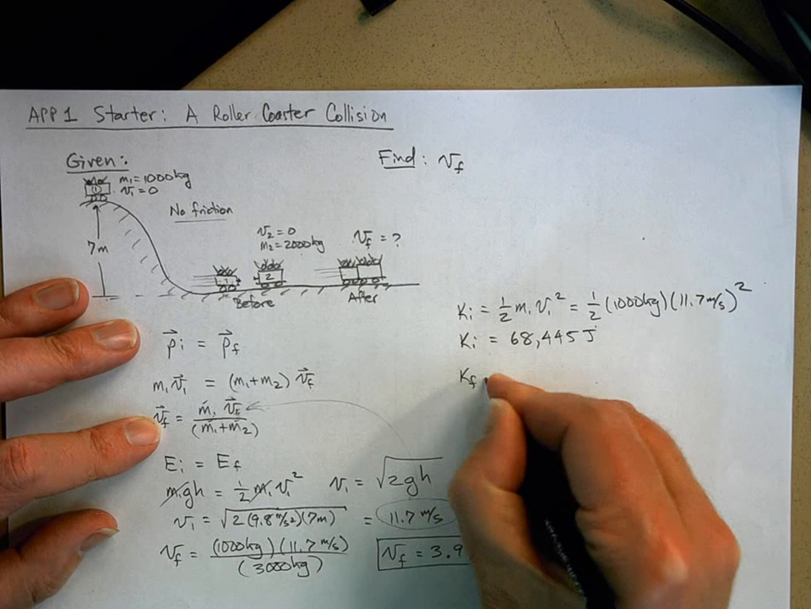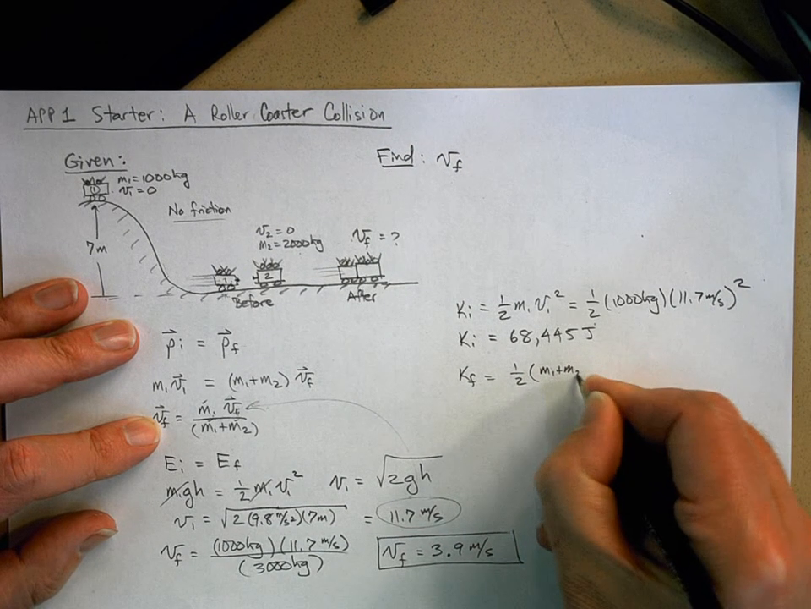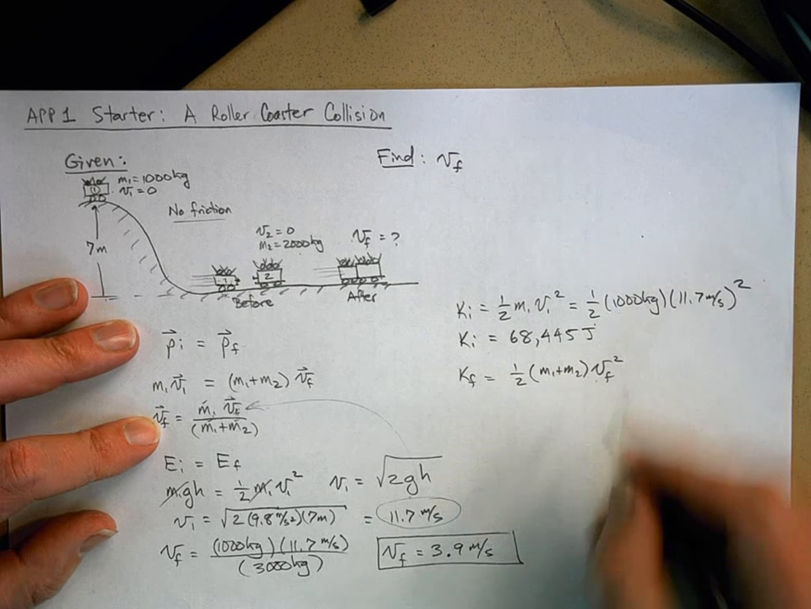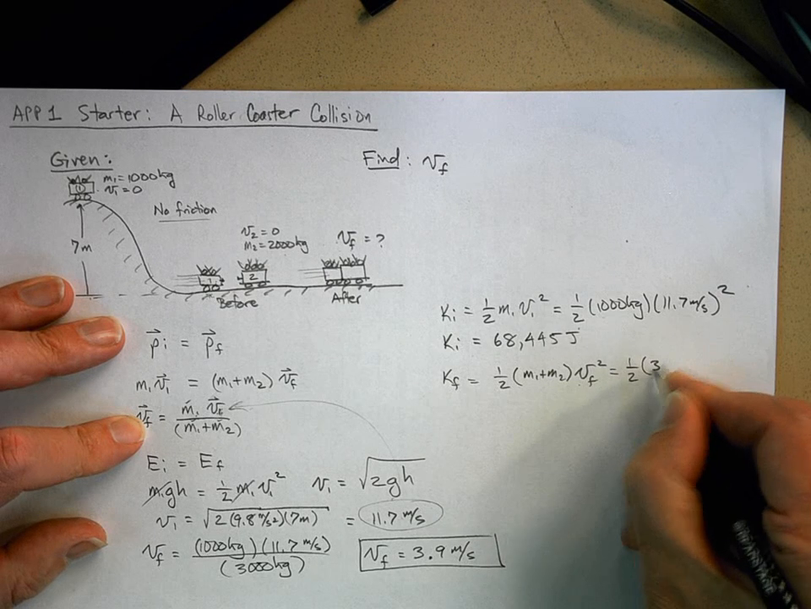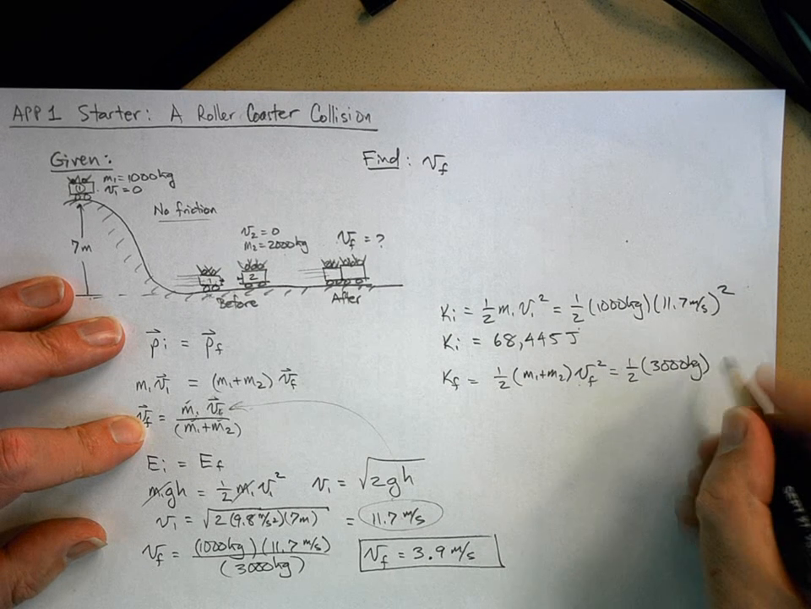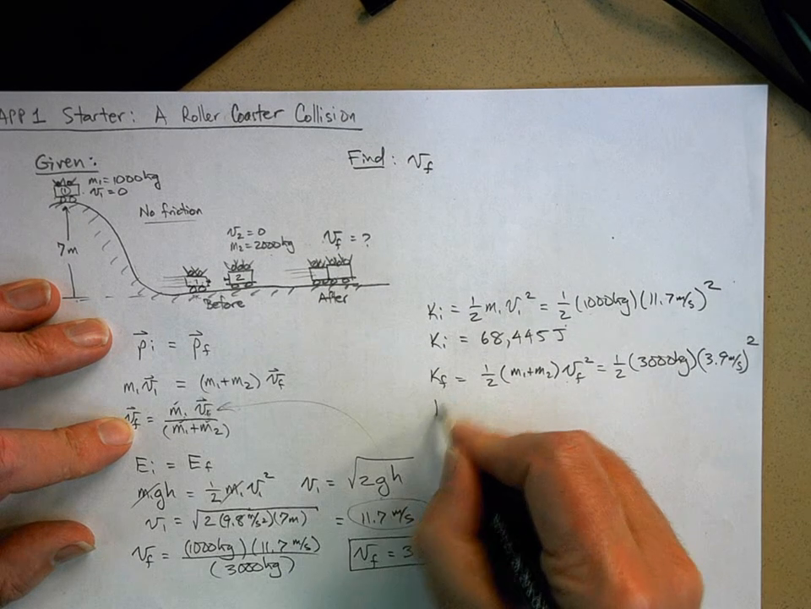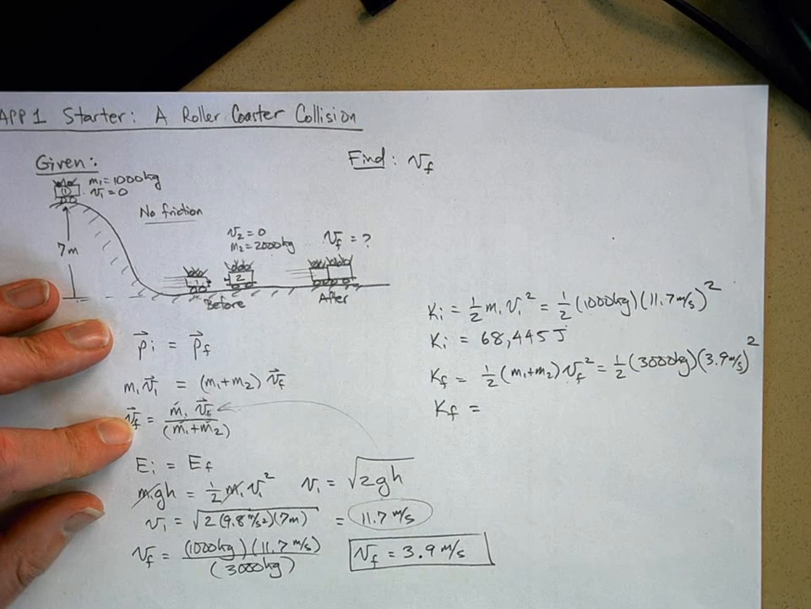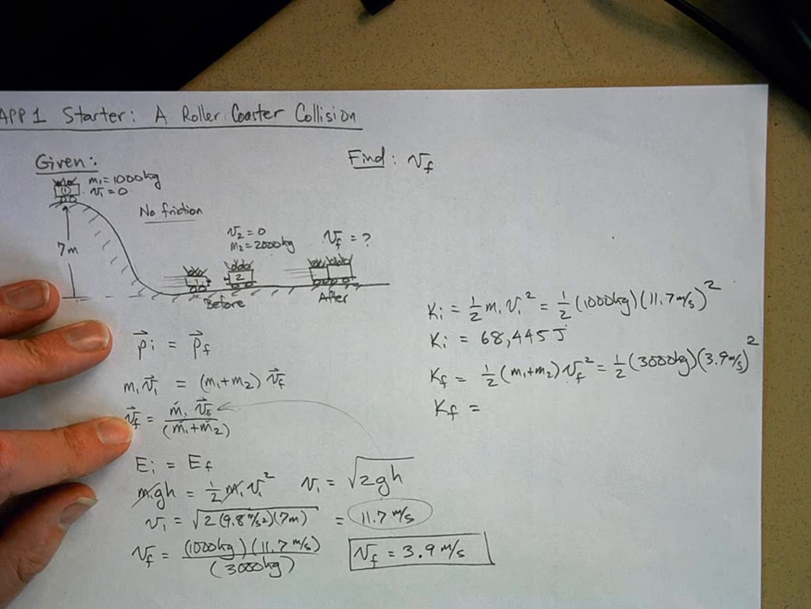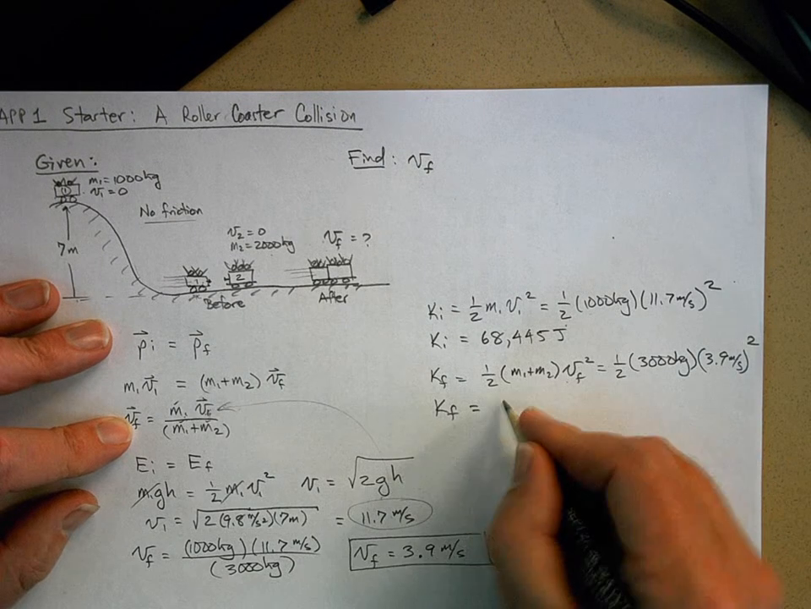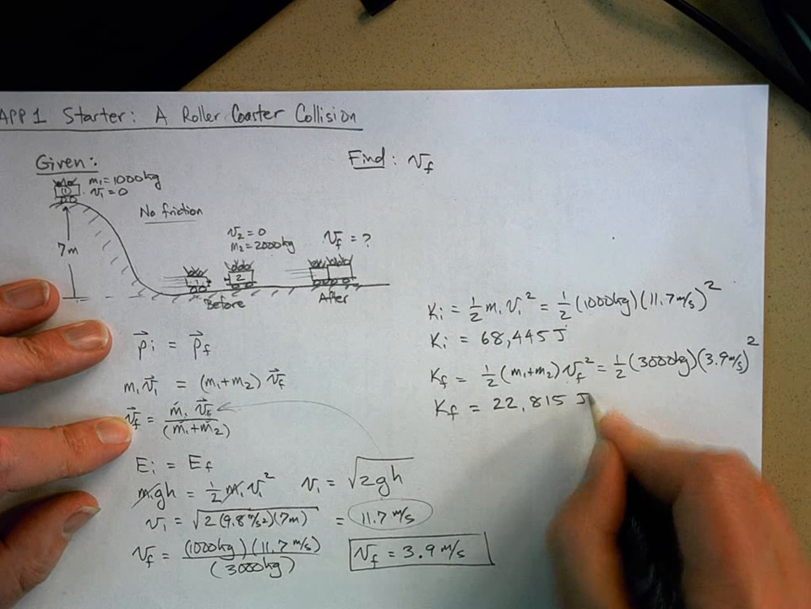Now, what was the final kinetic energy? Well, it's 1/2 the total mass times that final velocity squared. So this is equal to 1/2 3,000 kilograms times 3.9 meters per second squared. And so let's figure out what the final kinetic energy is. 1/2 of 3,000 is 1,500 times 3.9 squared. And I get 22,815 joules.